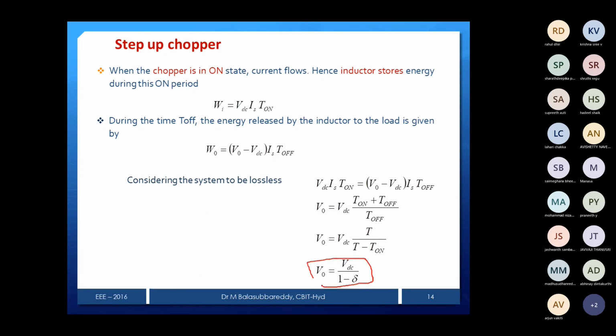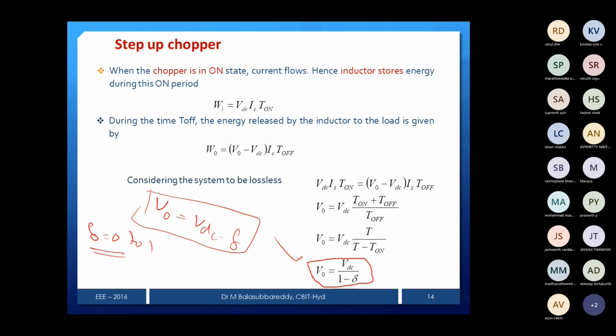So when we compare with the previous one, in the step down chopper, V out is equal to VDC into delta. This is the case of step down, and this is the case of step up. Whether it is a step up or not, you identify that first. So again, the delta range is 0 to 1.